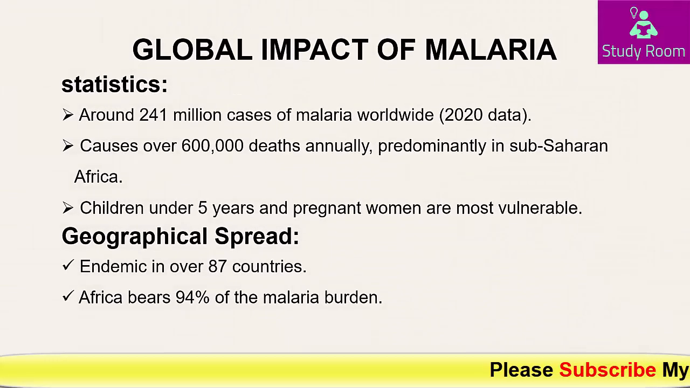Then, the global impact of malaria. Statistics: around 2,041 million cases of malaria worldwide, causing over 6 million deaths annually, predominantly in sub-Saharan Africa. Children under 5 years and pregnant women are most vulnerable. Geographical spread: endemic in over 87 countries. Africa bears 94% of the malaria burden.